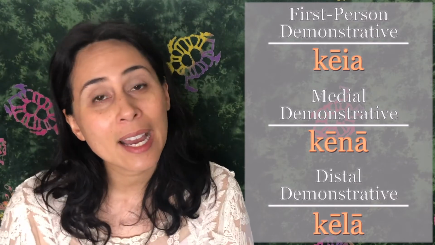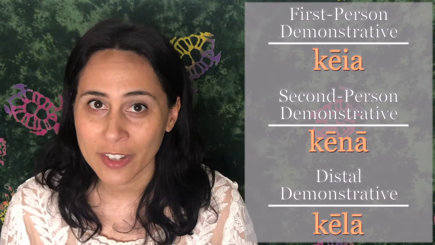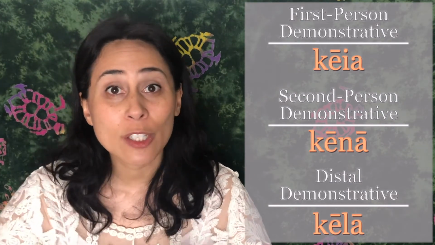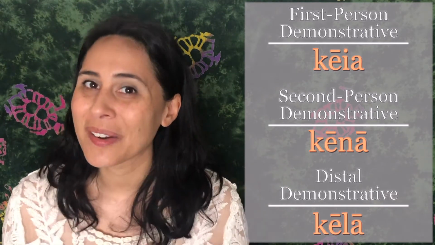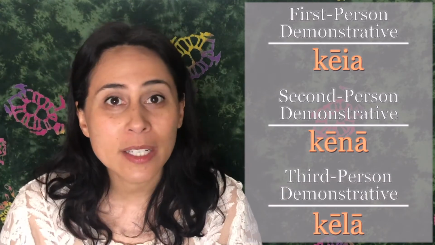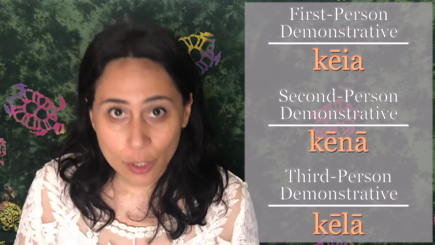Similarly, kēnā is known as the second person demonstrative because the object you are referring to is near the person being spoken to. And finally, kēlā is known as the, you guessed it, third person demonstrative because the object is not near the person who is speaking nor the person being spoken to. And that's actually a good way to think about these demonstratives because it helps give you an idea of how you would swap them out when talking to someone.